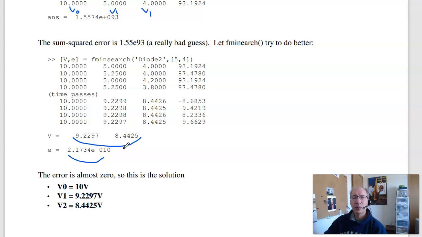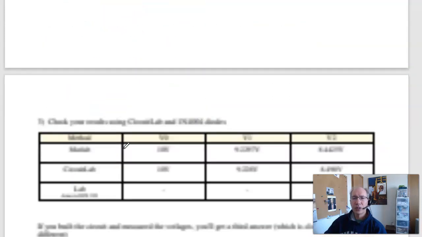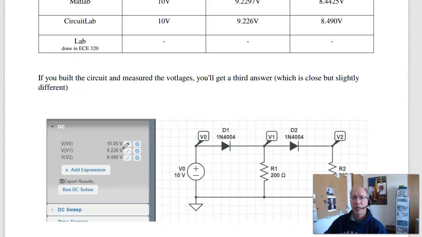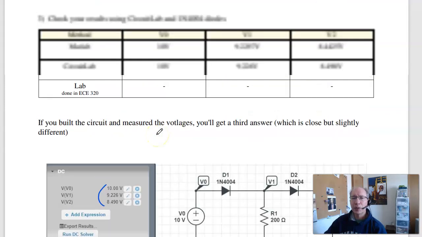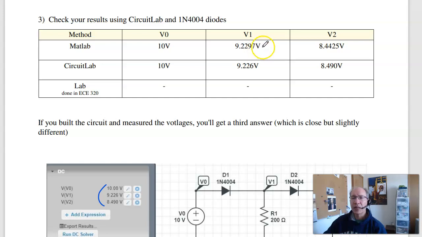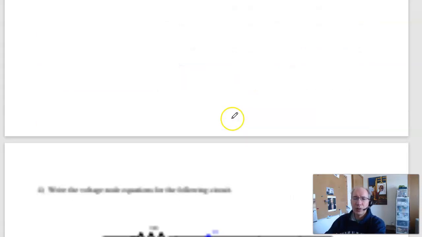So that is problem 2, solving in MATLAB. In CircuitLab, I can build a circuit, find the voltages as well, and note that I get pretty much the same answer. So this is the MATLAB solution, CircuitLab solution, basically the same. If you're taking Electronics 1, you'll then have a third solution. Go into lab, build a circuit, and measure the voltages. They'll be close, a little bit off, because all models are slightly inaccurate, but it'll be close. And that's solving a circuit with 2 diodes.